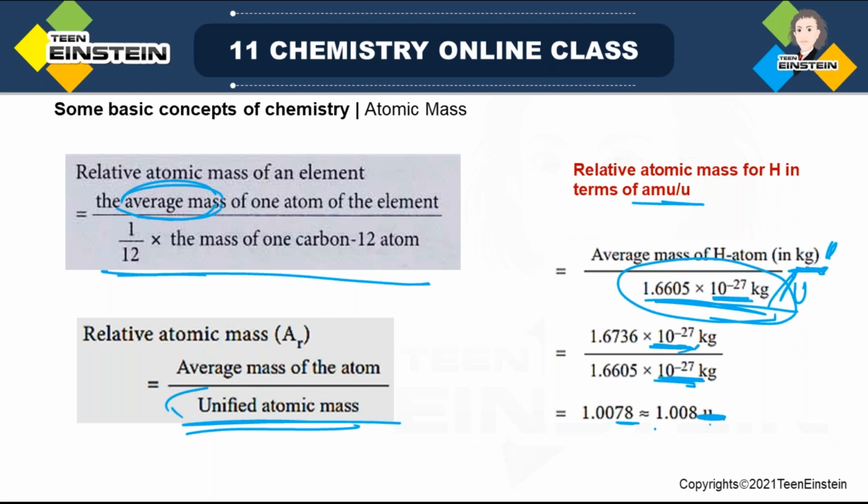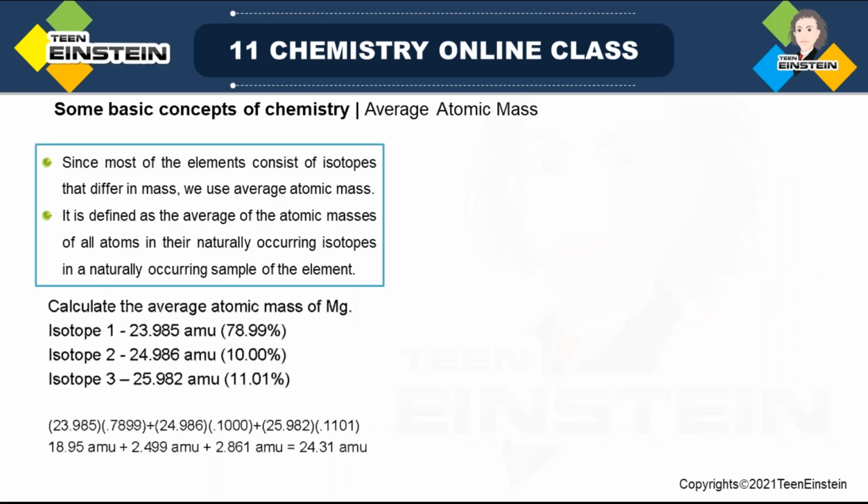Now the question of why we are using this average mass, that answer we will get now. It is because of the presence of different types of isotopes. Most of the elements have more than one isotope. So when there are different types of isotopes, you have to consider all of them and also their corresponding abundance, and then take the average value. In the next slide you will see how to find the average atomic mass.